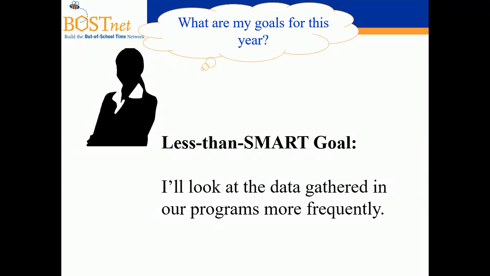So let's take a look at what this individual initially had for their professional development goal. And as you can see, this is their less than SMART goal. So this is point A, and the SMART goal is point B. So what you'll notice about this goal is that it's very vague. It doesn't have any concrete dates or concrete action items that are associated with it. It simply states, "Oh, I'll look at the data gathered in our programs more frequently," but it doesn't answer to what end.